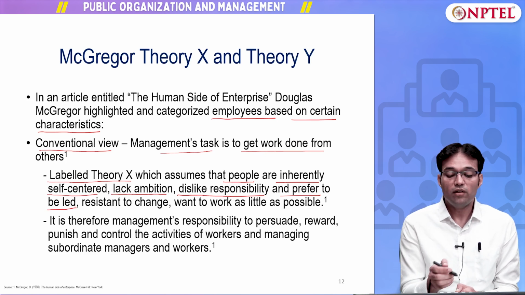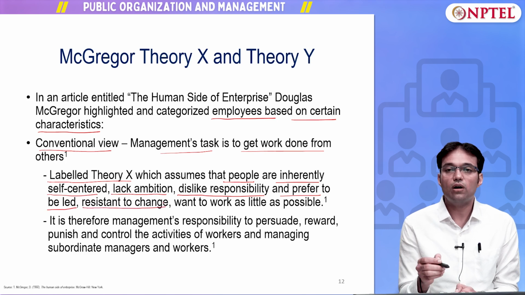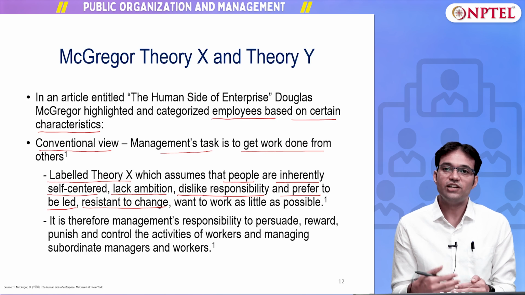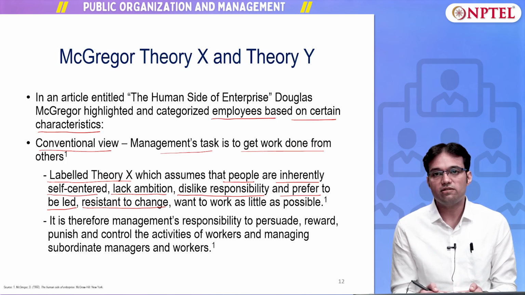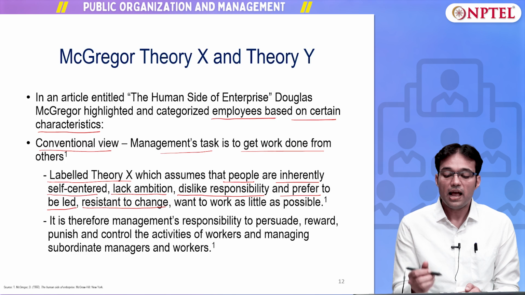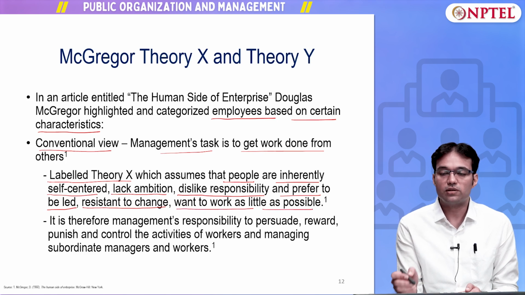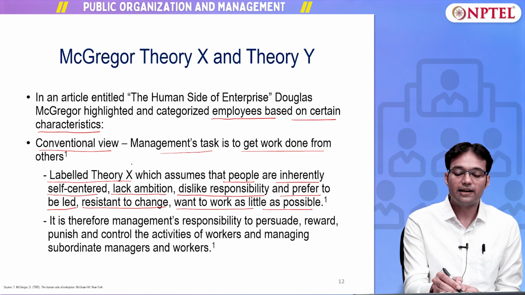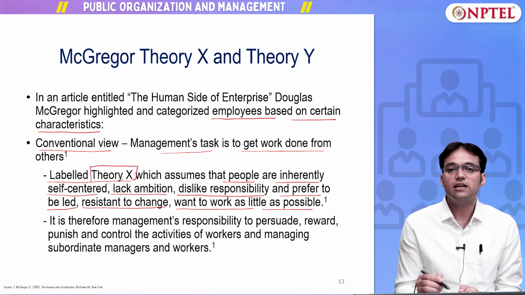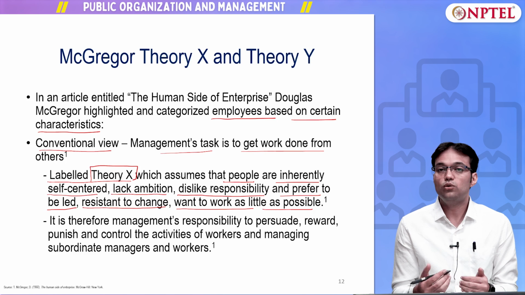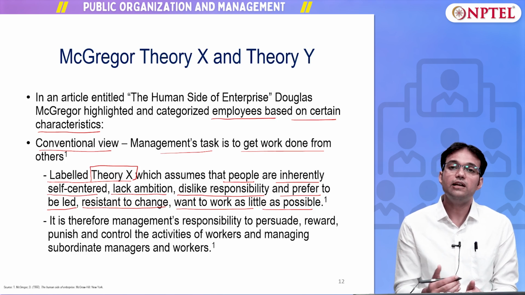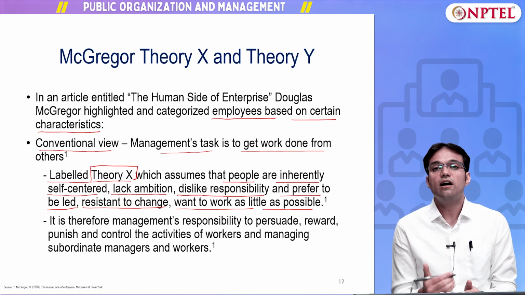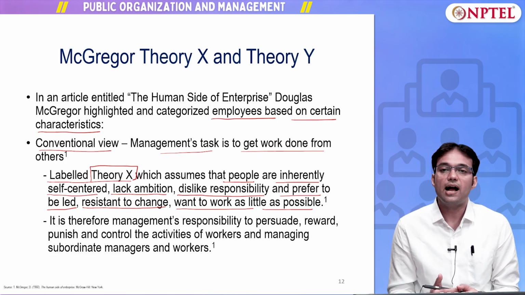And whenever a change is required, they will always resist it because they don't like change, because if change is there, they also have to bring a lot of changes in themselves to direct their efforts towards the goal, and they want to work as little as possible. So according to the conventional view, these are the kind of people labeled as theory X, because they dislike work, they do not want any responsibility, they need continuous direction from other people in order to work, they actively resist change, and they want to work as little as possible.